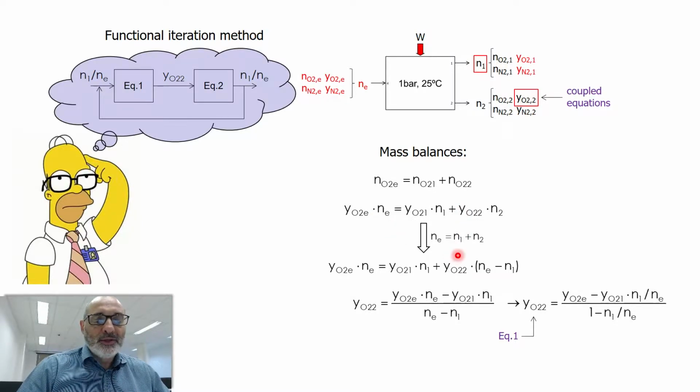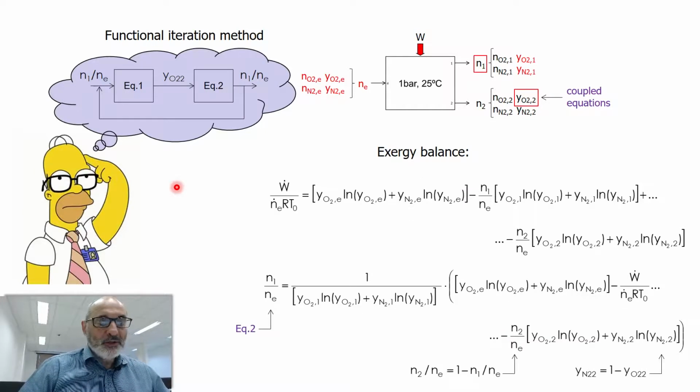I already know that Ne equals N1 plus N2, and if I replace that in order to eliminate N2, because I'm interested in N1 actually, in the place of N2 I write Ne minus N1, and if I divide everything by Ne minus N1, I get this equation here, which we're going to call equation 1. This is equation 1 in the iteration diagram. Let's see equation 2.